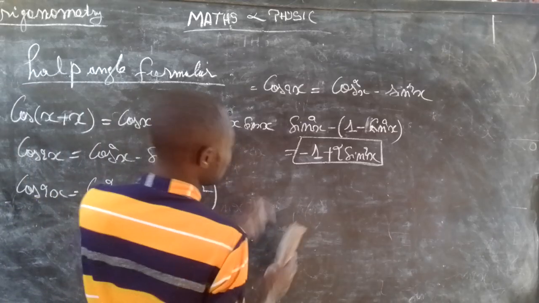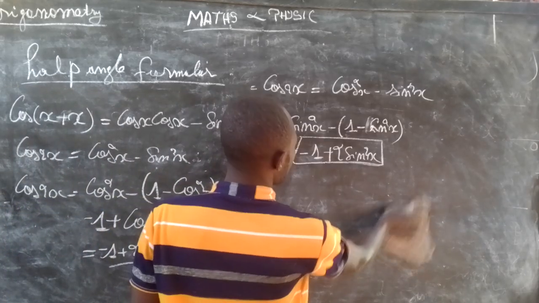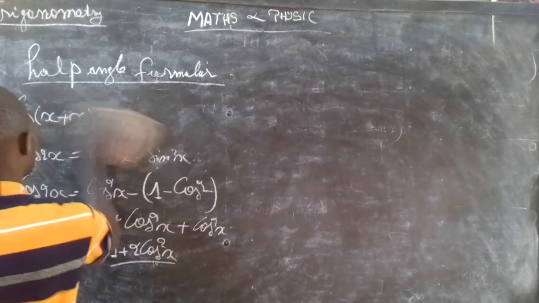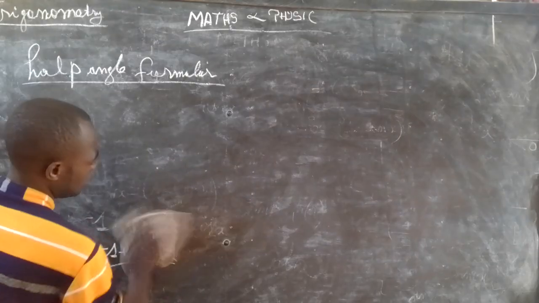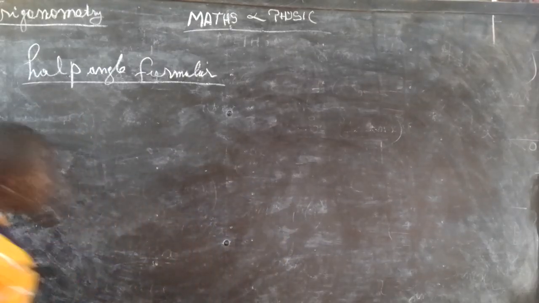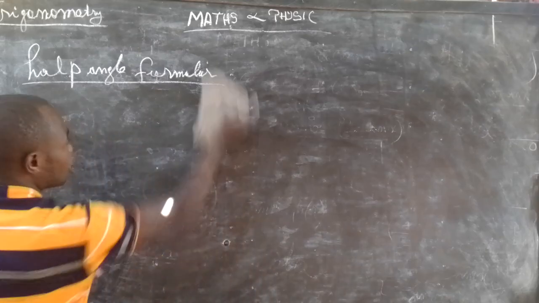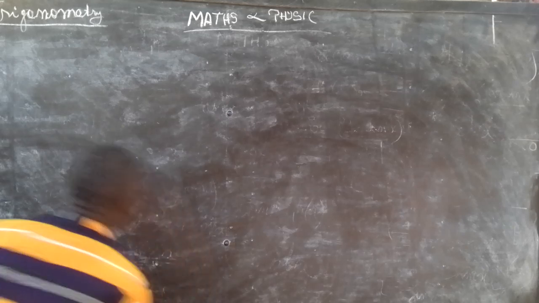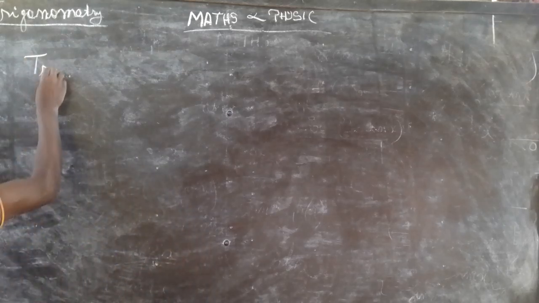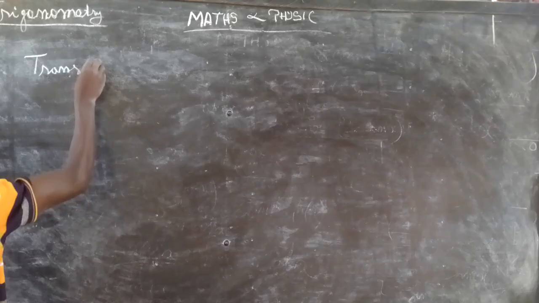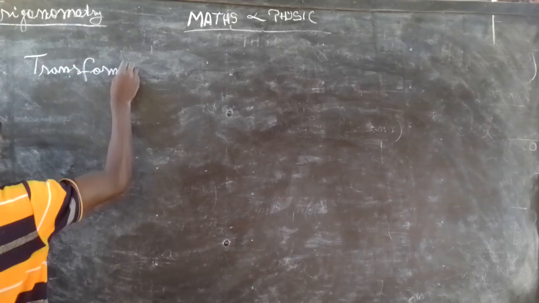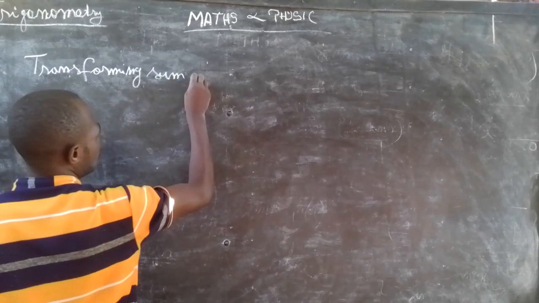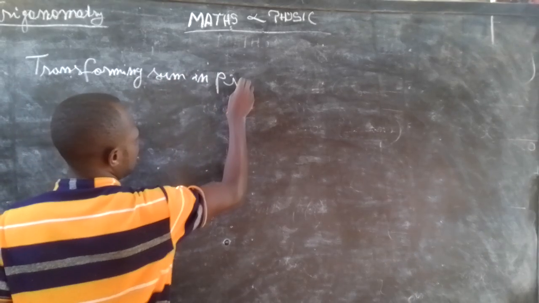So I think this is very, very useful. We will see where we will apply this form. So let's go on to transforming a sum in a product. Transforming a sum in a product. I think we have seen this already, transforming a sum in products.